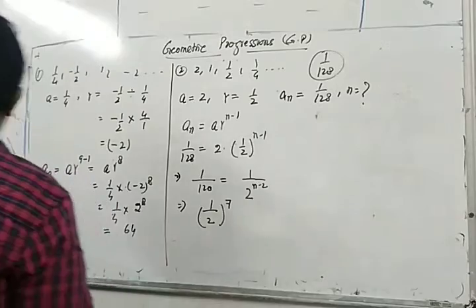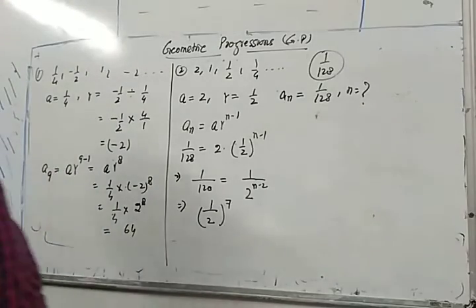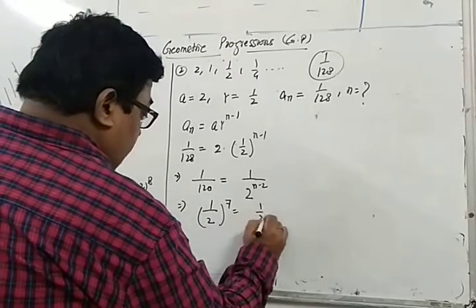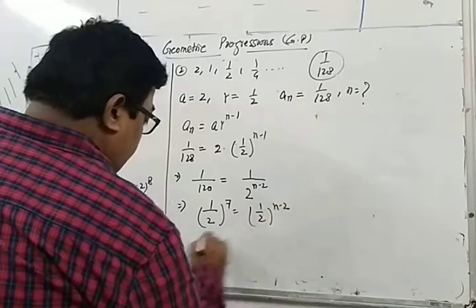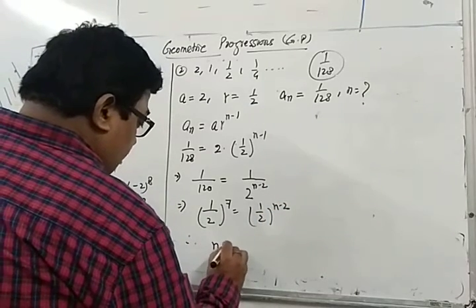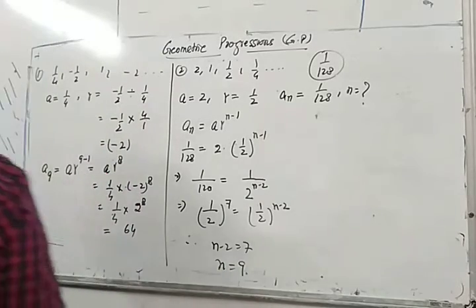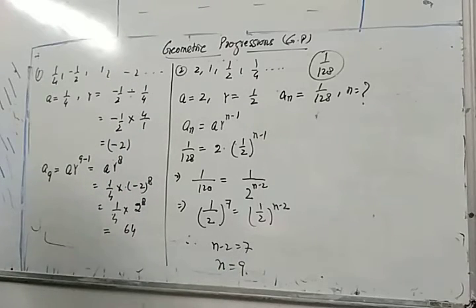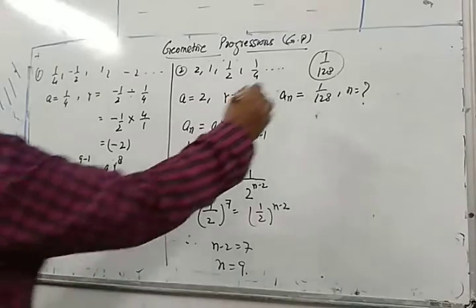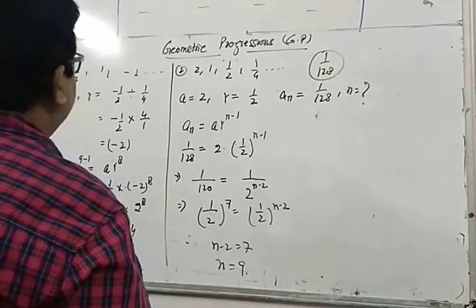And this is 1 upon 2 to the power 7, and this is 1 upon 2 to the power n minus 2, and we will compare: n minus 2 is equal to 7, n is equal to 9. It means the ninth term is 1 upon 128.